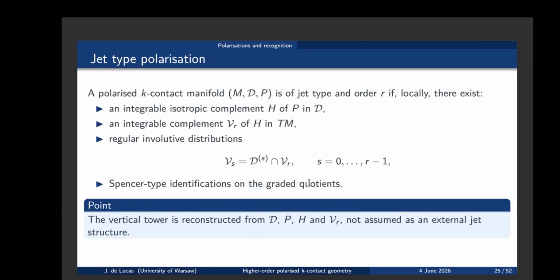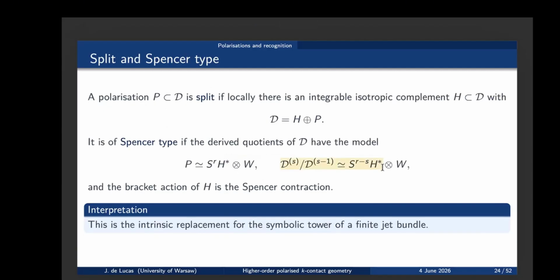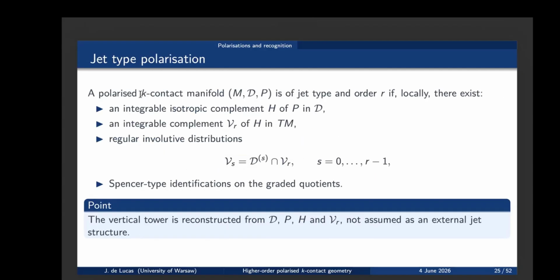And finally, you have something that is called a jet-type polarization. A jet-type polarization is one that is split. It has an integrable isotropic complement of P in the distribution. Now, there is an integrable complement of this H in TM, yeah? And when you pick these things, this new S, it turns out that these spaces, the action of H on these spaces, in a certain manner, recall the Spencer duals, yeah?